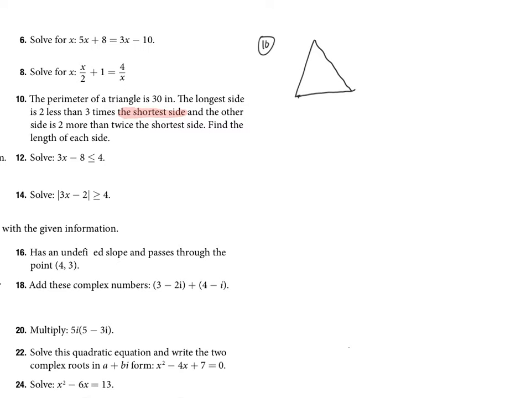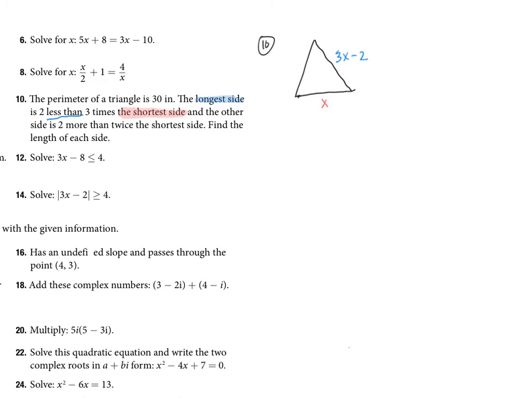So the shortest side is going to be x, just our plain variable. Now we're going to write the longest side using that information. So the longest side is 2 less than 3 times the shortest side. Less than flips the order, so it's going to be 3 times the shortest side first, then less 2. So 2 less than 3 times the shortest side.